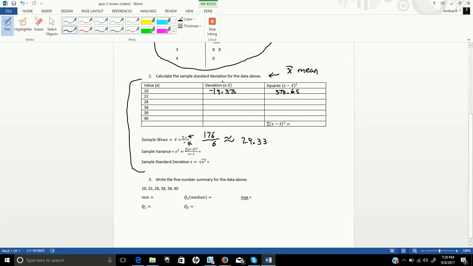So the next one here, if you do the same thing, do your value minus the mean, you get negative 7.33. And then square that answer. So then there you should get 53.73. Same type of thing for the next one. Do 28 minus that mean of 29.33. So you get negative 1.33 there. And then if you square that answer, you get 1.77.